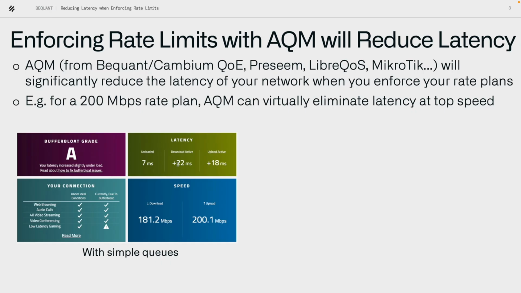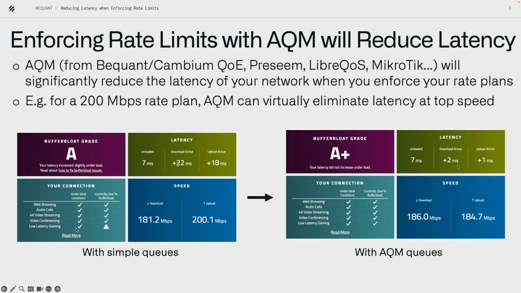And that's it. These are the results with simple queues. We see a 22 millisecond increase in latency at top speed in downlink direction, and an 18 millisecond increase in latency when at top speed in uplink direction. And it's graded as an A kind of network, and it's not supposed to be okay for low latency gaming.